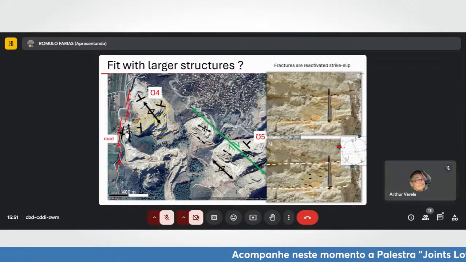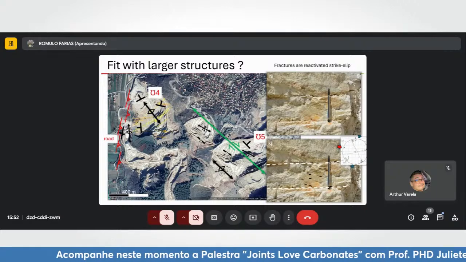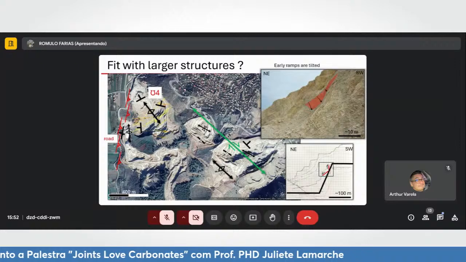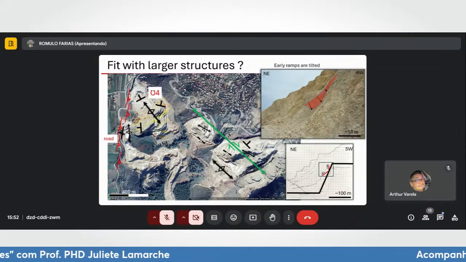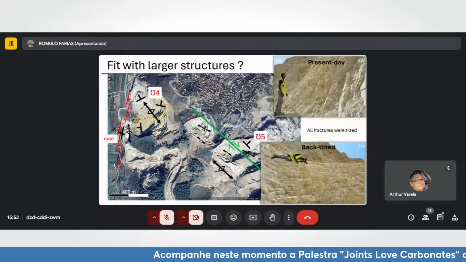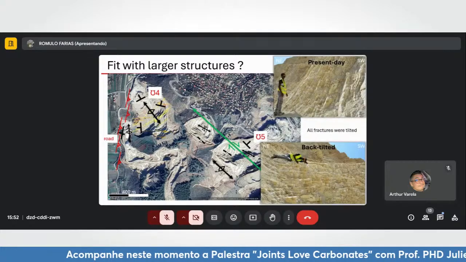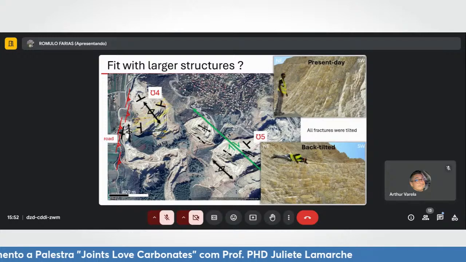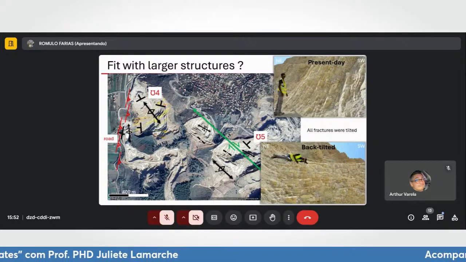So in all the quarries, we have seen that the fractures are reactivated as strike-slip later than fractures. We have seen that in the beds, in the vertical limb, we have early reverse faults, small reverse faults that developed before folding. We have seen that all the fractures which are here are tilted. So this is the same picture but tilted. So the fractures formed before folding.